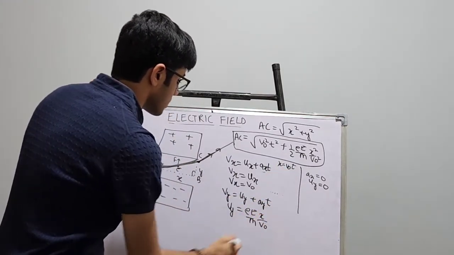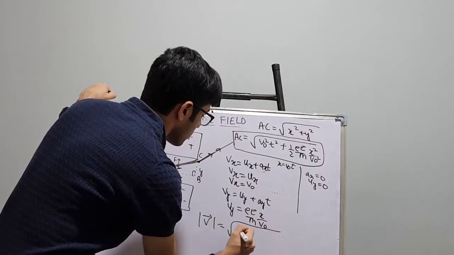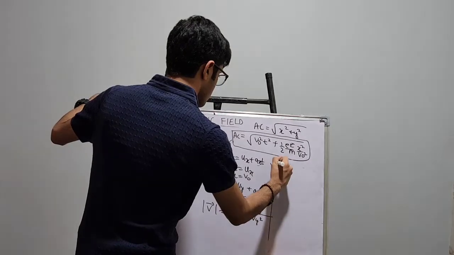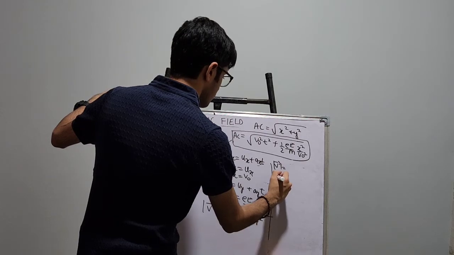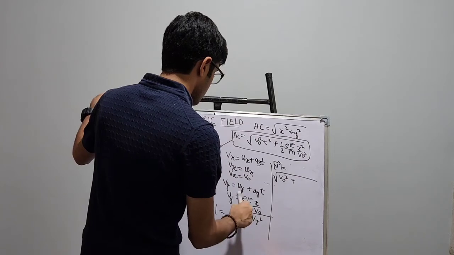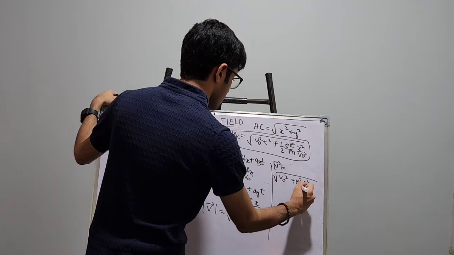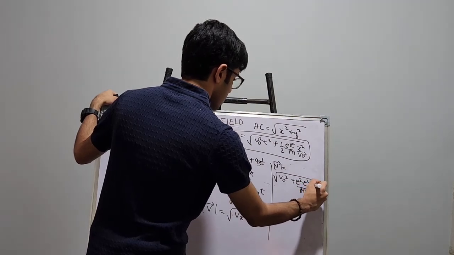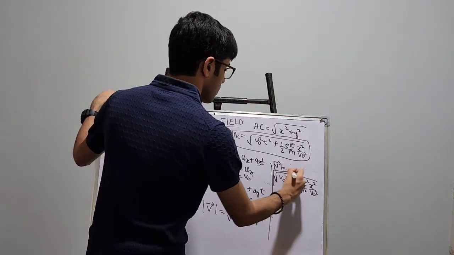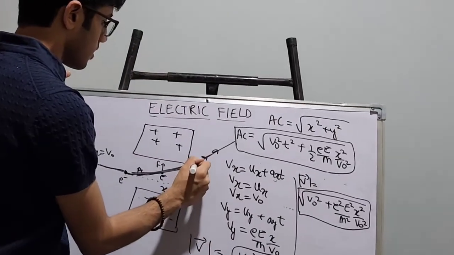So V_y is this. So the magnitude of the velocity would be under root V_x squared plus V_y squared. So the magnitude of the velocity is equal to under root V_x squared is v naught squared plus V_y squared is this. This is e squared by m squared x squared by v naught squared. This is the velocity, final velocity after the point C.